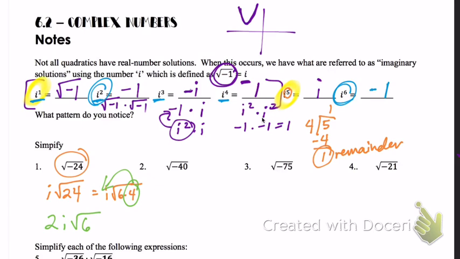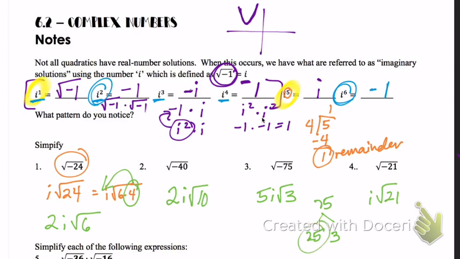So try 2, 3, and 4 on your own. Okay, is this what you guys got? Number 3, so with number 3, you pull out the i, and then 75 can be split into 25 and 3. And 25 is a perfect square. So when you take out 25 underneath the square root, it becomes 5 outside of the square root. So 5i root 3.